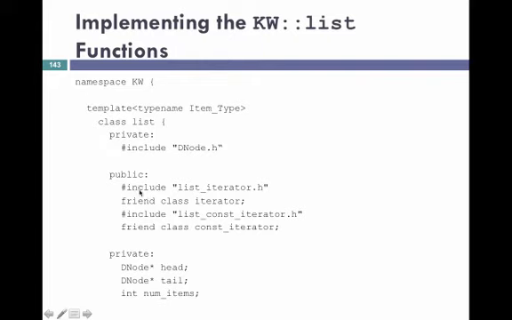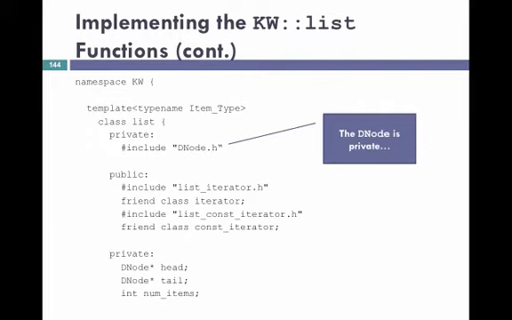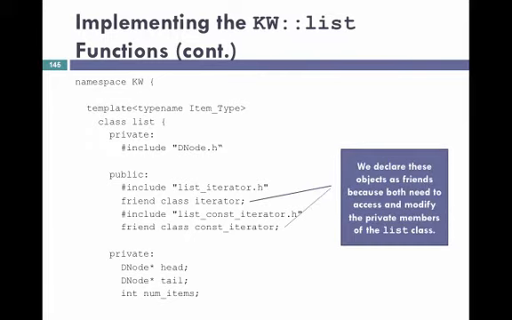And our public data includes list iterator, and we make iterator a friend class, and list const iterator is also a friend class. And then here we have our head and tail and number of items, the private data fields described in the last slide. So the dnode is private, the iterator is public. They're friends because both need to access and modify the private members of the list class.